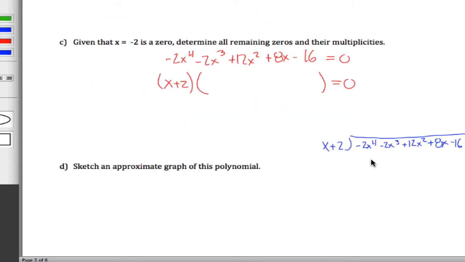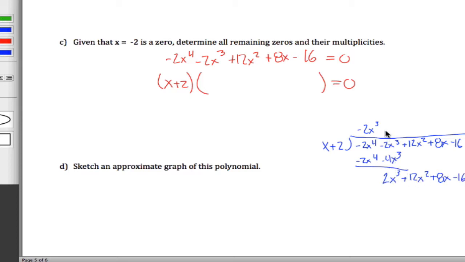I want to get rid of one column each time. To get rid of -2x to the 4th, I put a -2x cubed up here. That's because -2x cubed times x is -2x to the 4th, and negative 2x cubed times 2 is negative 4x cubed. And now I subtract. This goes away, good. Negative 2 minus negative 4 is the same as negative 2 plus 4, which is 2. So what I'm left with here is 2x cubed, and the rest of this stuff, 12x squared, 8x, minus 16.